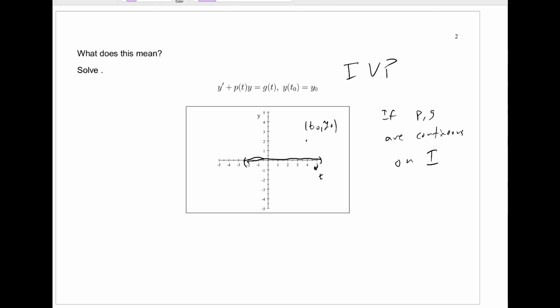Then our existence and uniqueness theorem says not only is there a solution to this initial value problem, that means a solution to this differential equation that satisfies our initial condition, but that solution has to be valid on this entire interval. Who knows what it looks like? It might look something like that. But we know there'll be a solution that has a domain that includes this entire interval I.